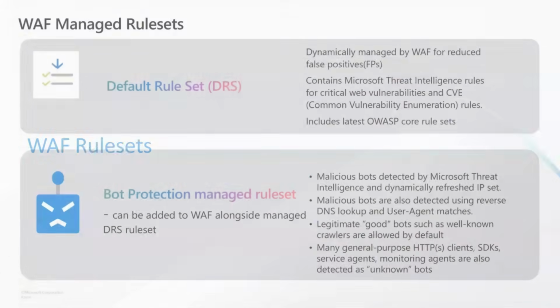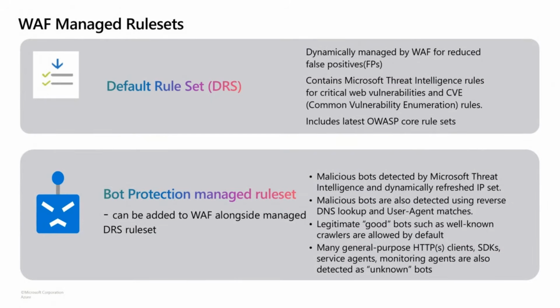So having covered an overview of WAF in the previous section, in this section, we'll take a closer look at the actual WAF rule sets. So the WAF rule set in Azure Web Application Firewall is the collection of security rules that are designed to protect your web applications from common threats and vulnerabilities. We have two types of managed rule sets. We have the default rule set, and we also have the bot manager rule set.